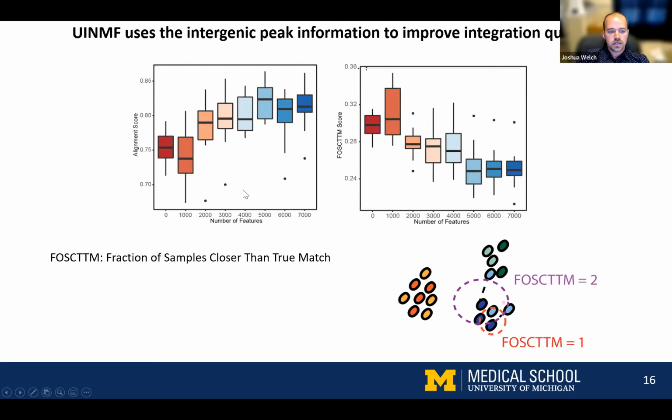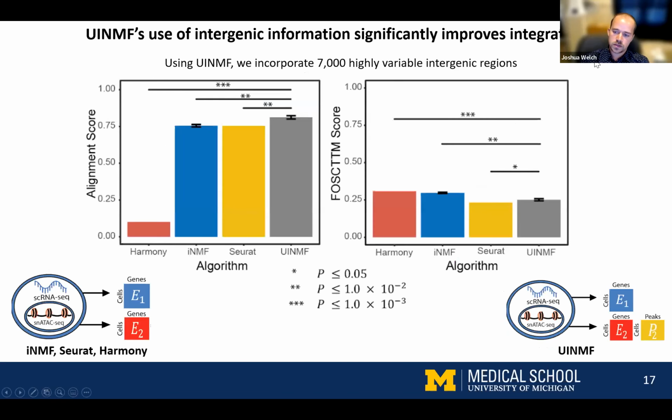So what we found is that if we add features, essentially the more peaks we add, the more the alignment score goes up, and the more the FOSCTTM score goes down. And we're showing these results with box plots because we did multiple random initializations, because the factorization can differ slightly depending on which random seed you use at the beginning. So this is encouraging because it means that incorporating the intergenic information improves the results.